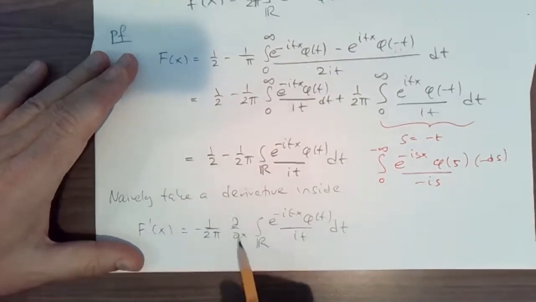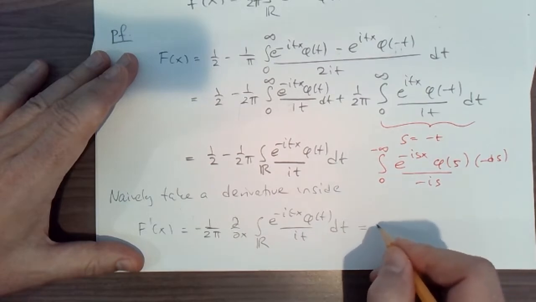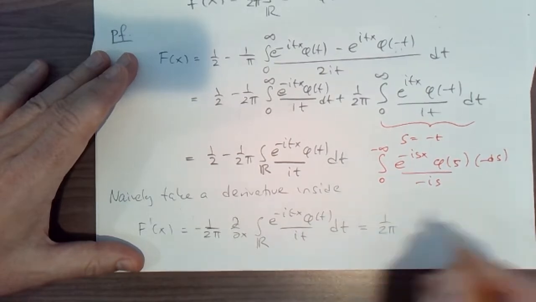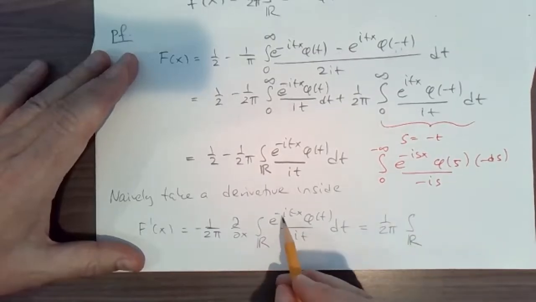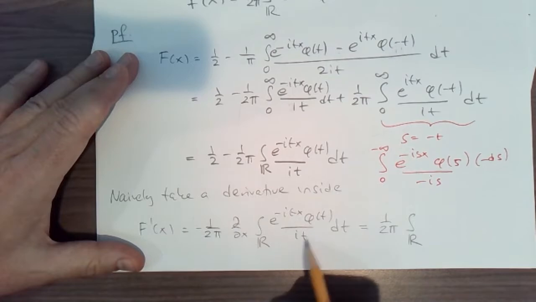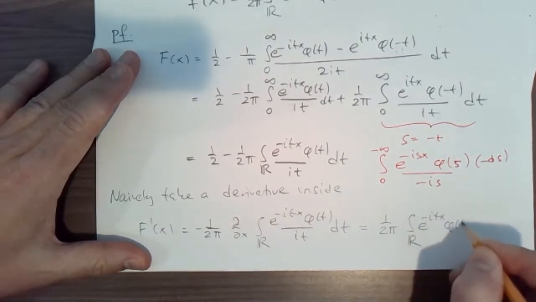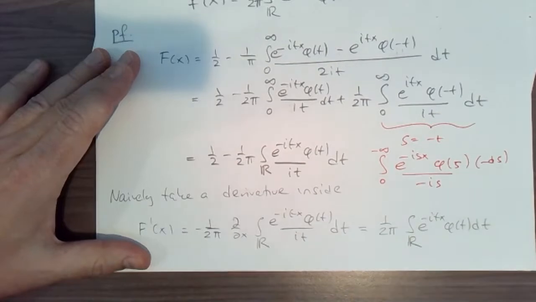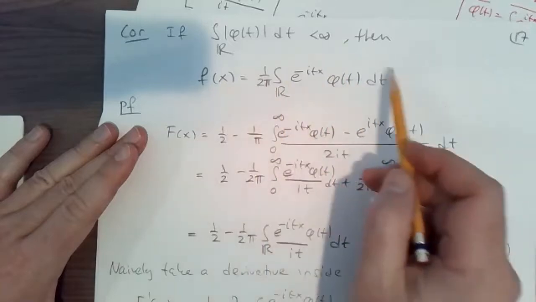And you see, if you just naively move that derivative inside, what do you get? You get 1 over 2 pi. Move the derivative inside, you're going to get an integral over R. Take a derivative with respect to x, and the negative signs will cancel. It will come down, it'll cancel out down here, and you'll get e to the minus itx phi(t) dt, which is exactly the formula that you want. The derivative of the distribution function is going to give me the density, and it has this form here.